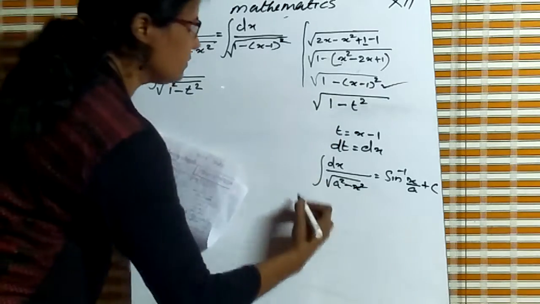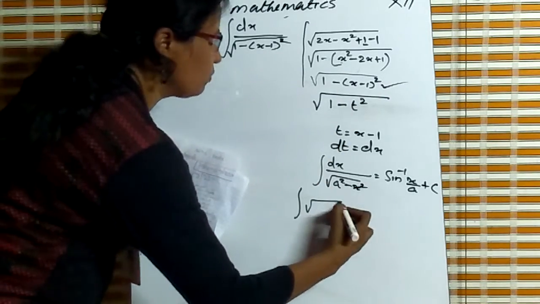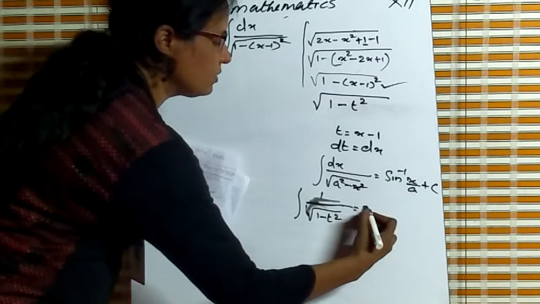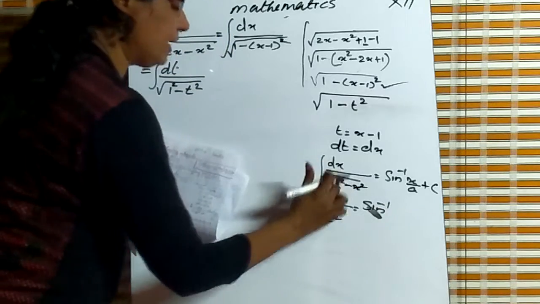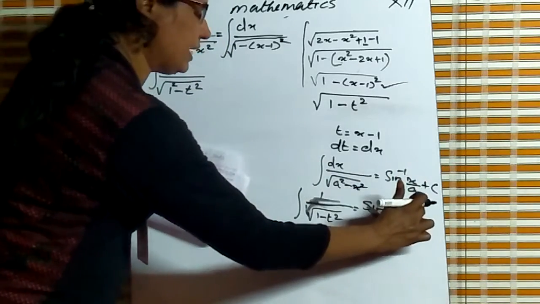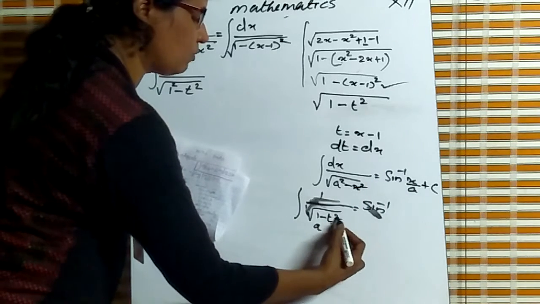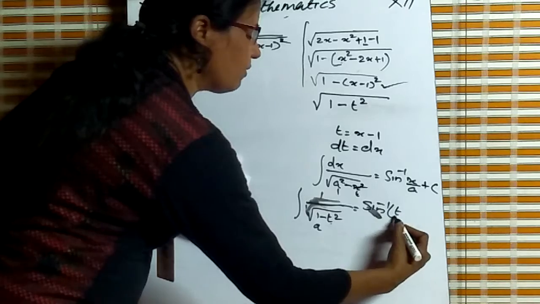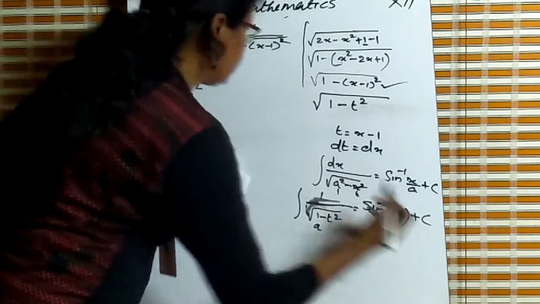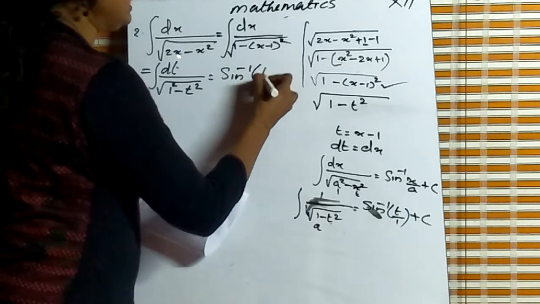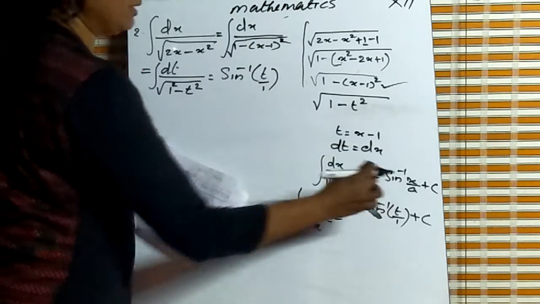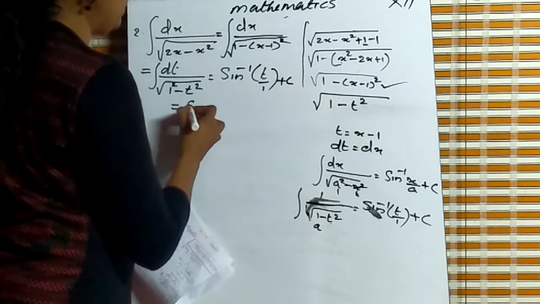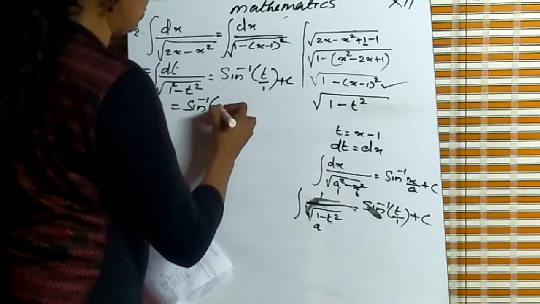Here this one is one integral. What is the integral of 1 by square root of 1 minus t square? It is equal to sin inverse. Here dx by square root of a square minus x square is sin inverse x by a. Here in place of a, 1, and in place of x, t. a is 1, x is t. So sin inverse t by 1 plus c. In place of x here t, and a here 1. So sin inverse t by 1 plus c, and substitute the value of t. We take t is equal to x minus 1.